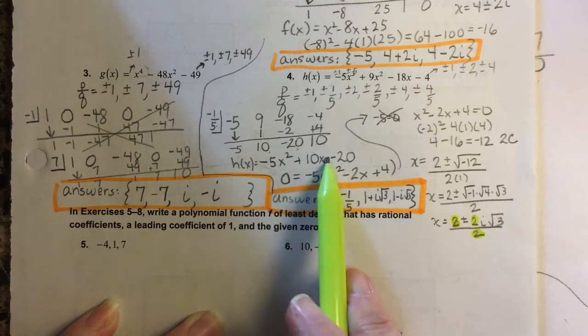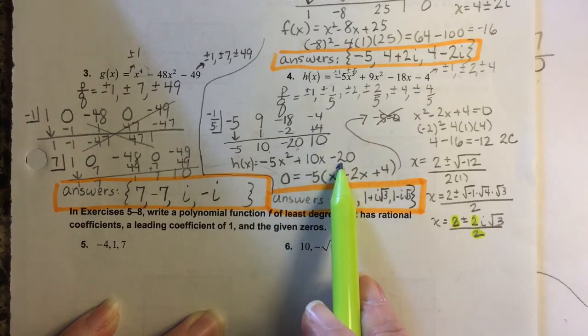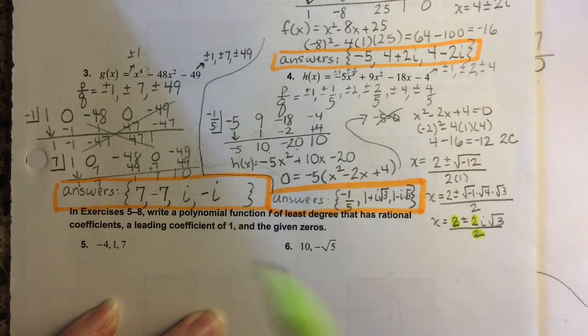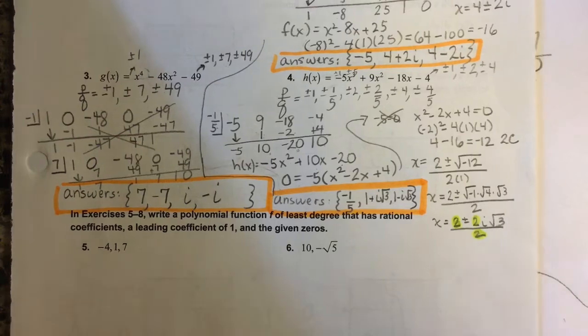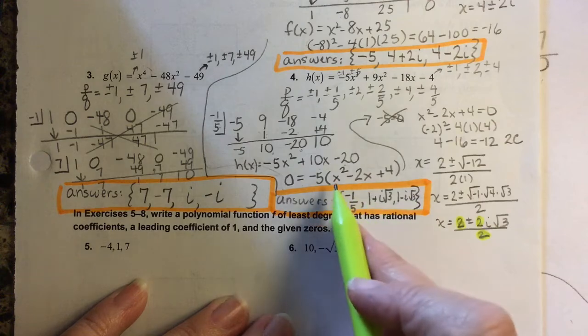Once you're down to a quadratic, you can solve that quadratic using any method you want. You can try to solve by factoring. This one would not solve by factoring. You could complete the square. You could do the quadratic formula. I just think the quadratic formula is faster. I don't mind completing the square, but I just think the quadratic formula is faster.